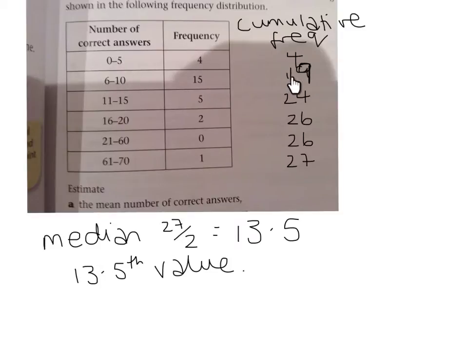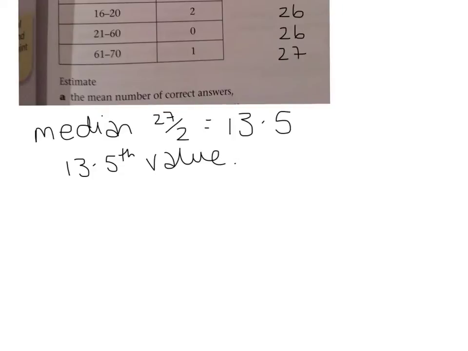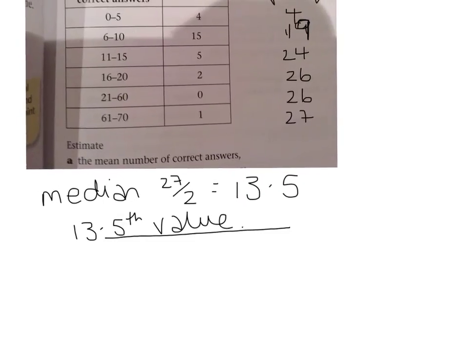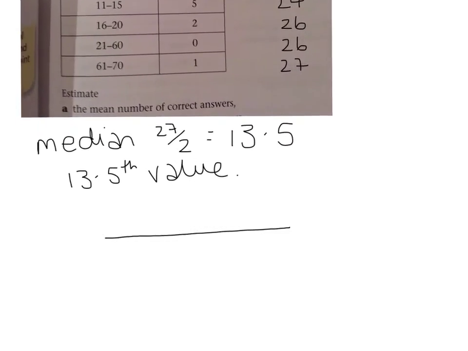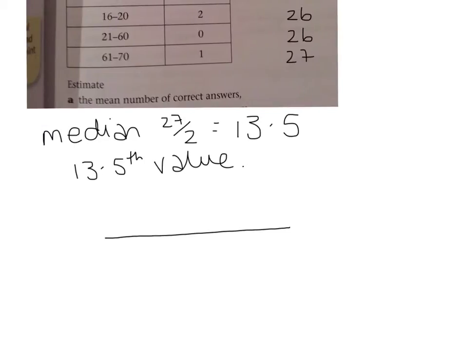So the median must be in here somewhere between 6 and 10. So there's a couple of ways of working out what that median might be. If we're saying that it's in that 6 to 10 group, let's consider that group first. Let the median be in the group 6 to 10, and actually we know now that the boundaries of that are 5.5 to 10.5.